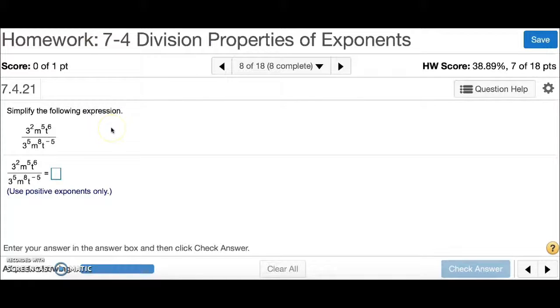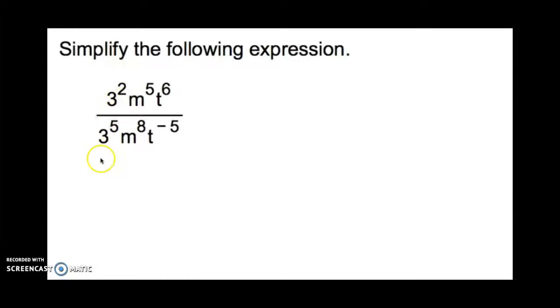Number 8, it is asking you to simplify the following expression. So let's take a closer look at that. So we have constants, an m, and a t all being raised to exponents. So start with the constants and make our way to the right. So highlighting my constants, I have 3 squared over 3 to the 5th. The rule says we subtract the exponents. So subtract the larger one from the smaller one. So 5 minus 2 is 3. And since the larger one's at the bottom, I'll put 3 to the 3rd at the bottom.